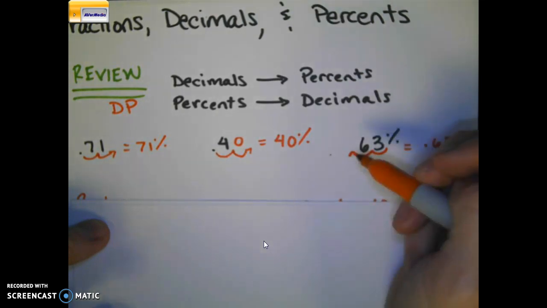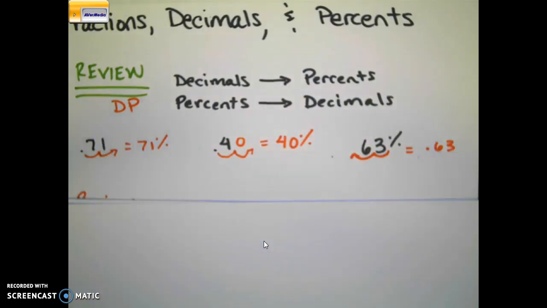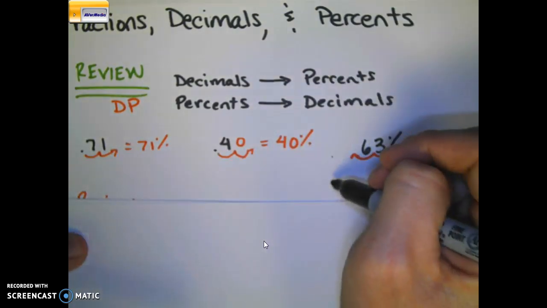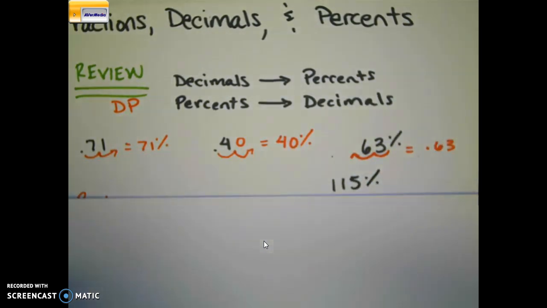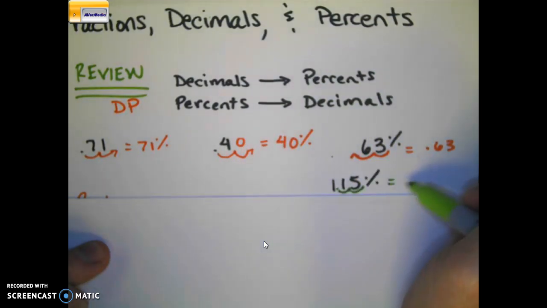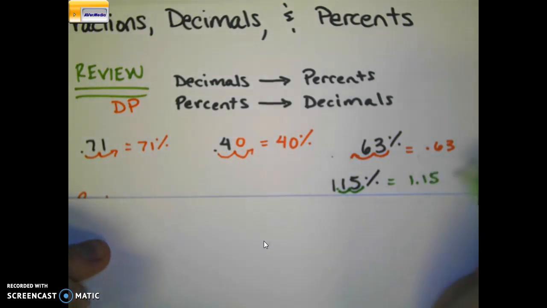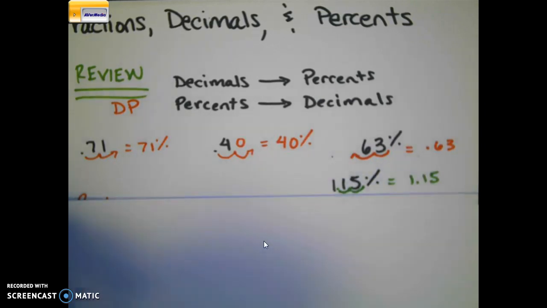And finally, let's give you a funky one. I'm going to actually give you 2 more. What if I give you 115%? Well, then we still start over here, and we're going to go 2 to the left. And that's going to give us 1.15, 1 and 15 hundredths. Okay, the same thing. If you have a whole number like this, 1, and then with a decimal after, so 1 and 15 hundredths. If I was going to change it back to a percent, I would start here and go to the right, and it'd give me 115%.